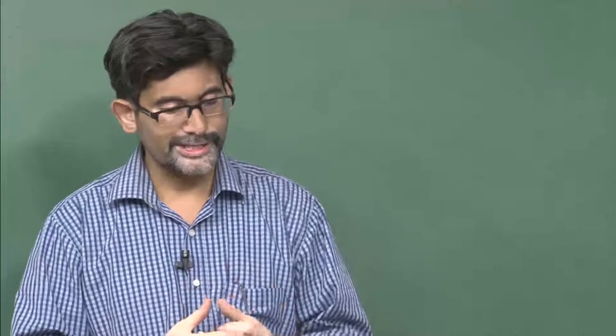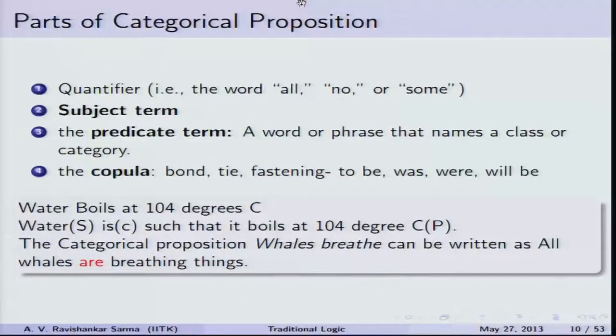These are all Latin words: tying up, fastening, etc. These are the meanings of copula. These are the words which you commonly use as a copula: to be, was, were, will be, etc. In "All men are mortal," "are" is considered to be a copula. In the same way, in "All men are not mortal," "are not" is considered to be a copula.